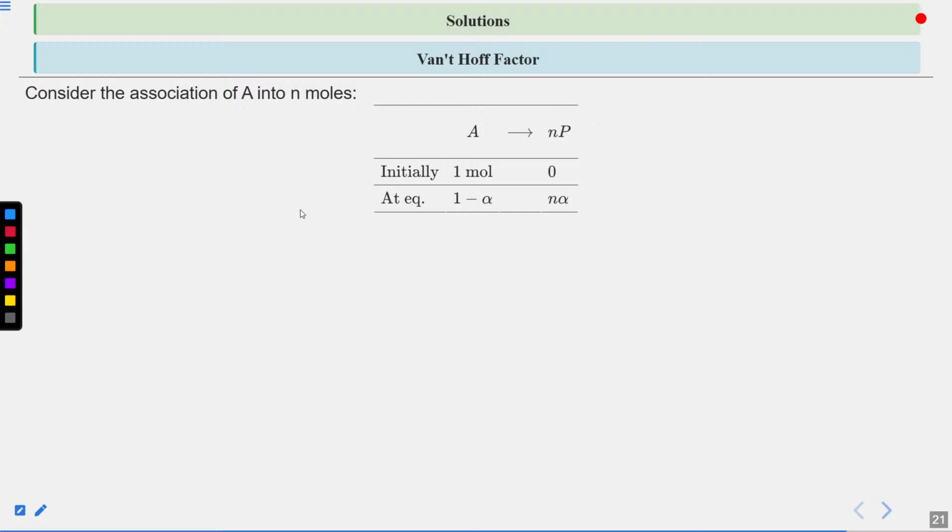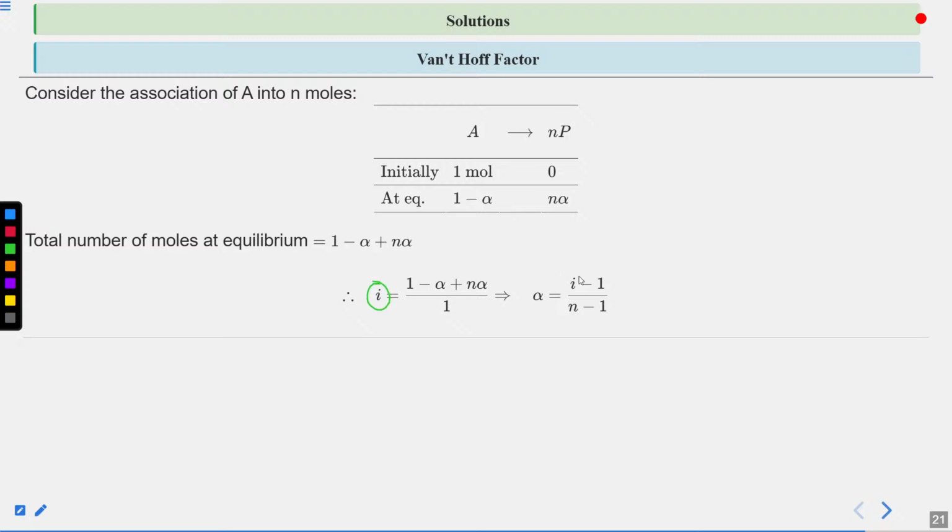Then what will be the number of particles at equilibrium? It will be simply 1 minus alpha plus n alpha. Then i can be calculated as (1 minus alpha plus n alpha) by 1, which will finally give you the alpha value as (i minus 1) by (n minus 1). Now remember these two formulas, it's very important. For the case of association, it is (i minus 1) by (1/n minus 1), whereas in case of dissociation, it is (i minus 1) by (n minus 1), where n is the number of particles getting associated, and in this case it is getting dissociated.